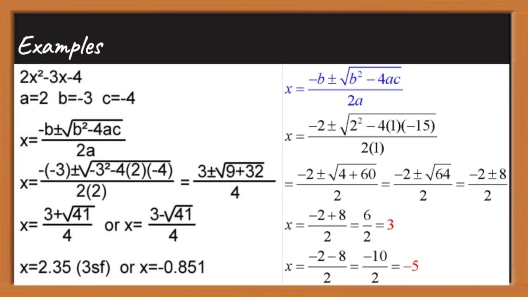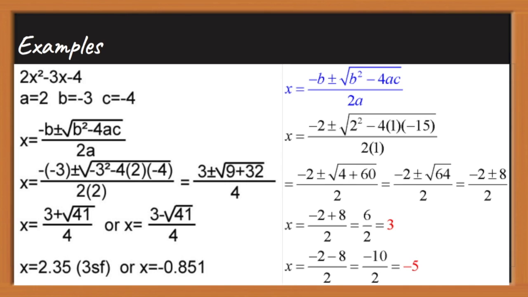The first one will be 3 plus the square root of 41, divided by 4. And the second one will be 3 minus the square root of 41, divided by 4. Then if we put them into the calculator, we will get 2.35 and minus 0.851.